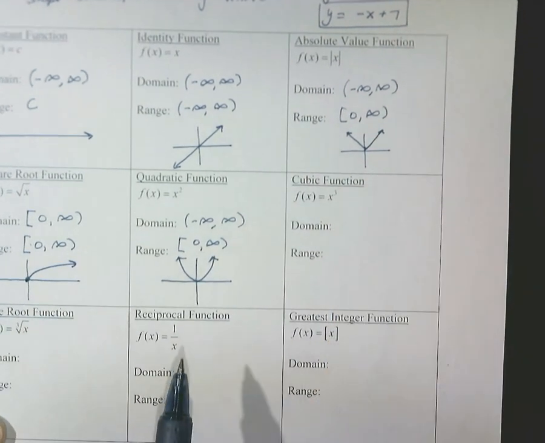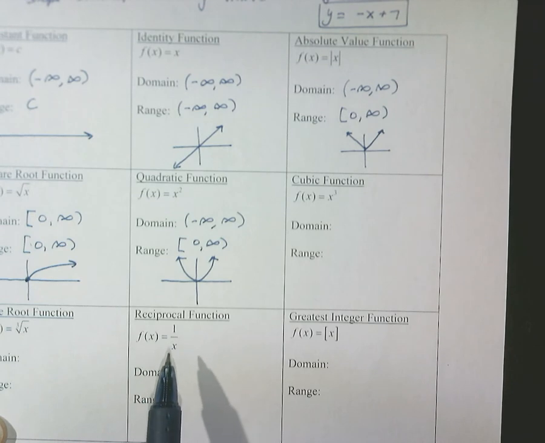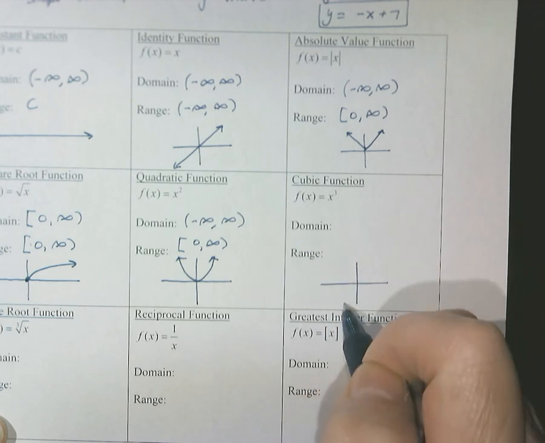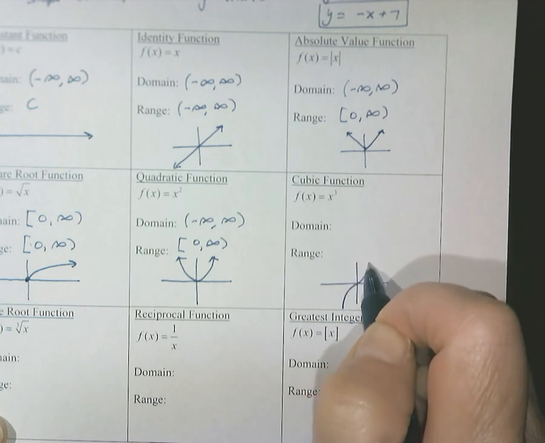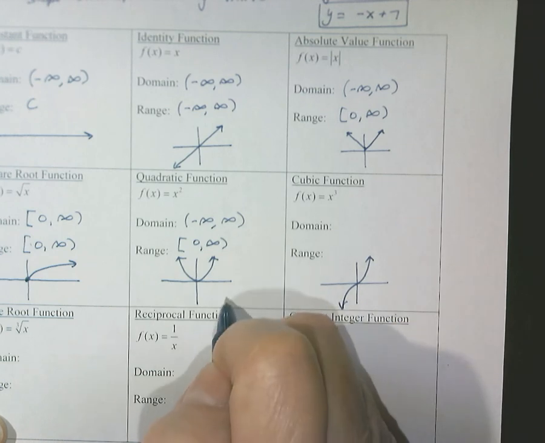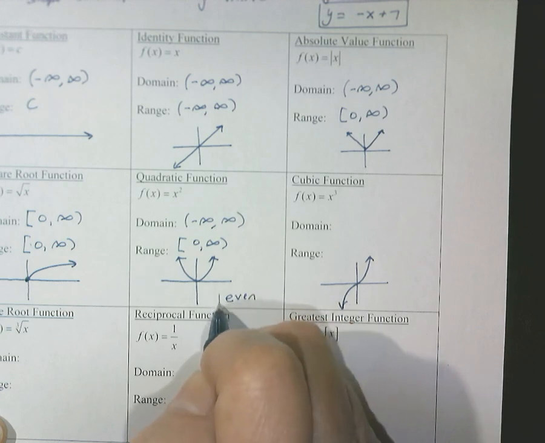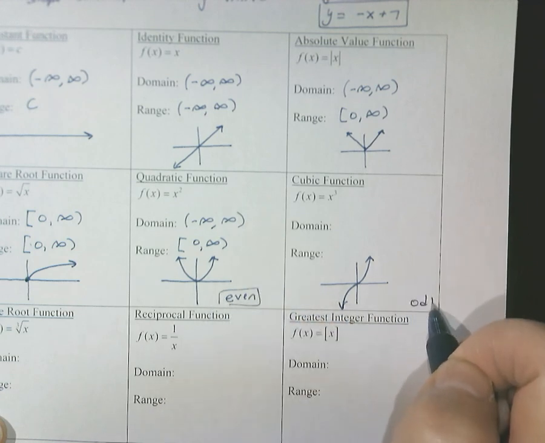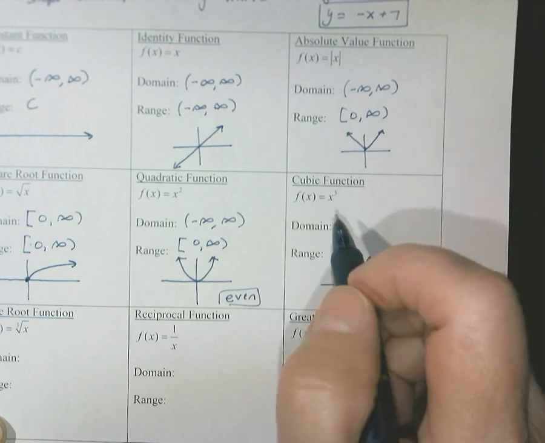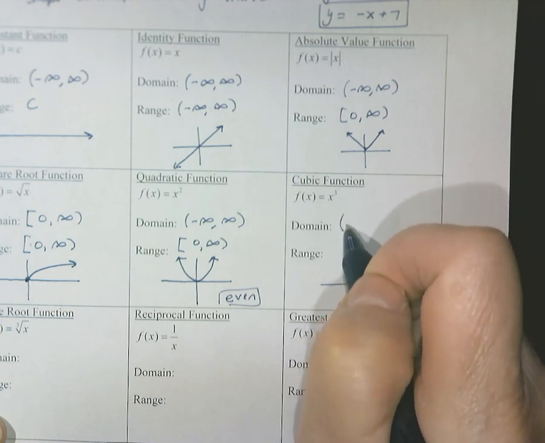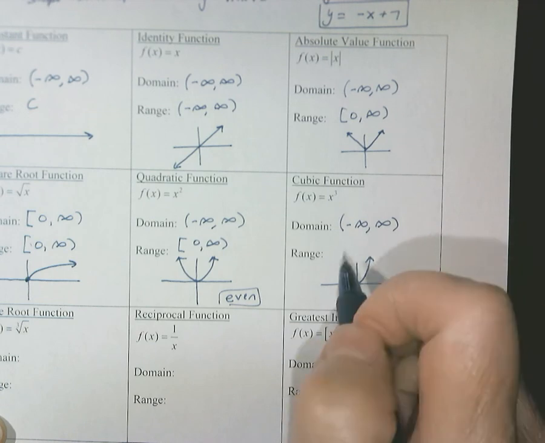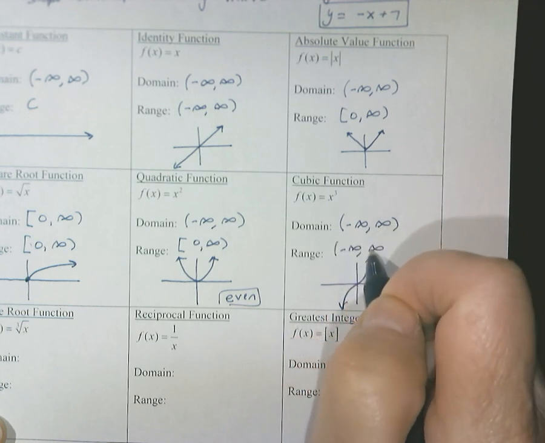Another polynomial is this cubic function, f of x equals x cubed. And I did one of these in the last notes. A cubic function looks like this. So we talked about even and odd functions. The quadratic function is even. The cubic function is odd. So my domain, to the left, negative infinity, to the right, positive infinity. My range, down is negative infinity, up is positive infinity.